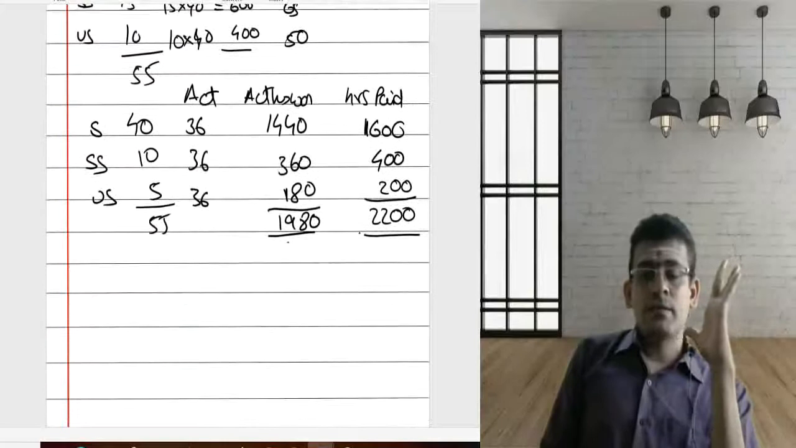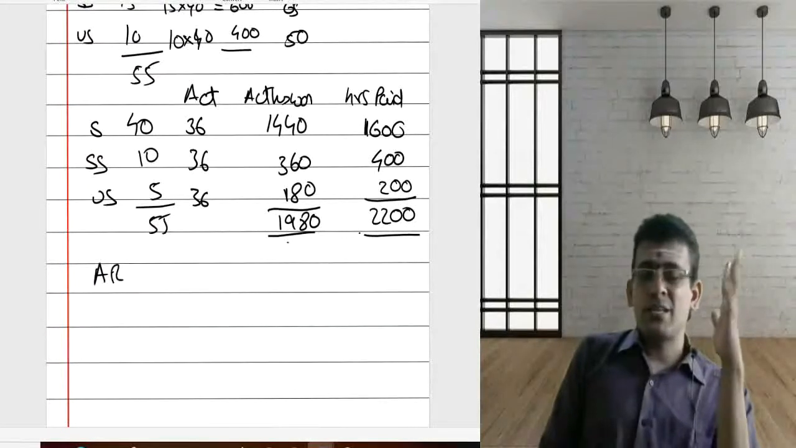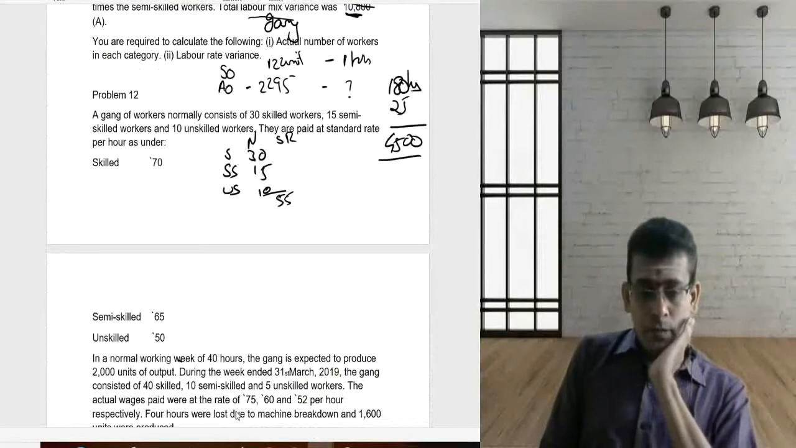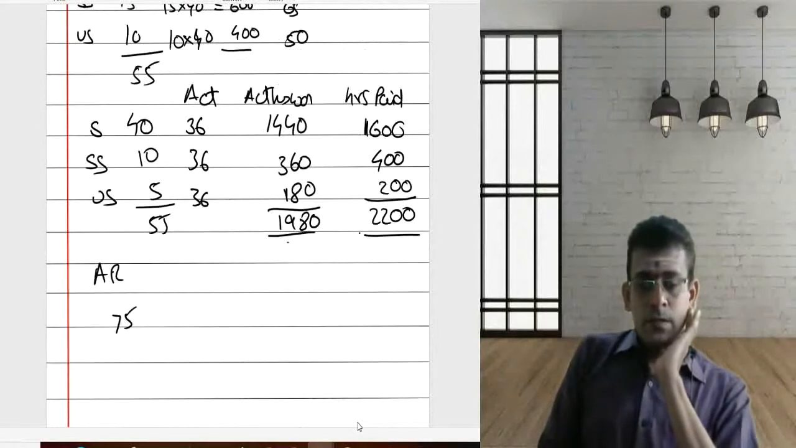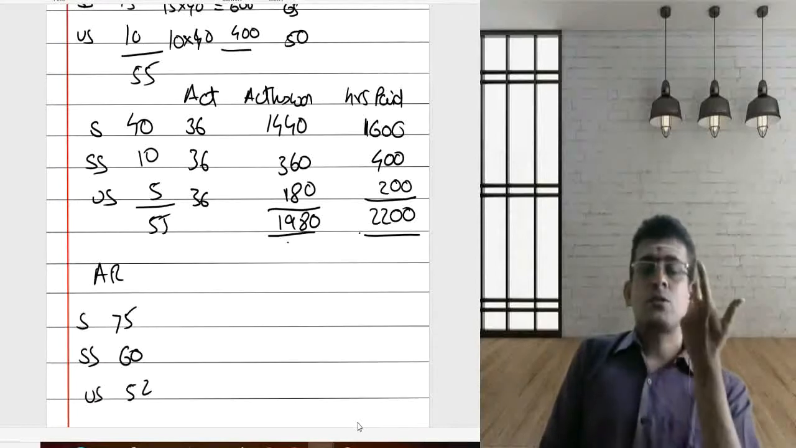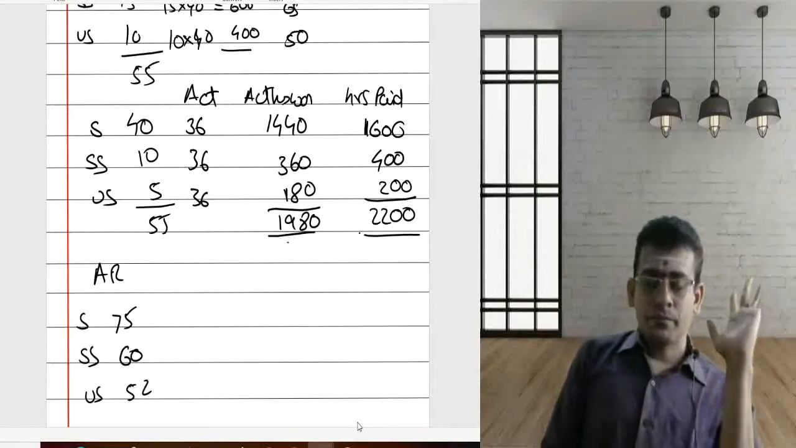Now what else is given? He is also giving you the actual rate. What is your actual rate given in the problem? 75, 60, 52. Skilled, semi-skilled, unskilled. So that is the data given.